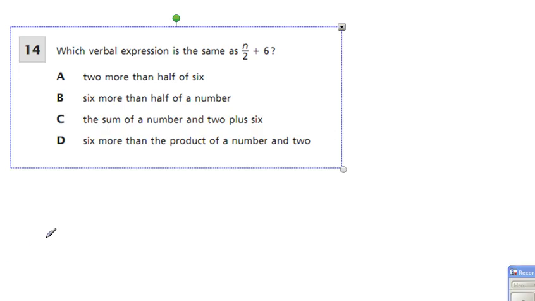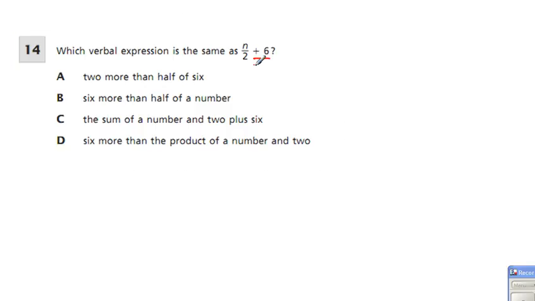Alright, next, number 14. Now here, plus 6, that means we are looking at something that's more, and then dividing it by 2 talks about a half. So 2 more than, oh, that's not what we're talking about. 6 more than half of the number. Oh, that sounds about right. Half of the number, 6 more than, okay.